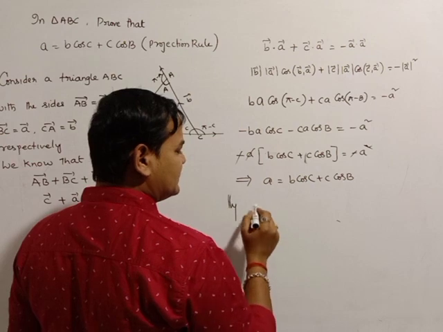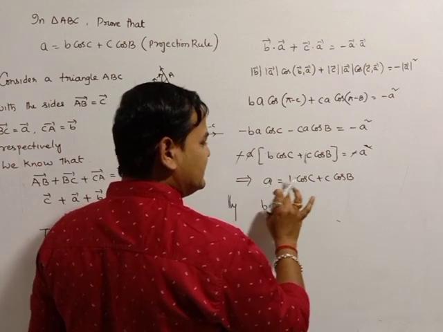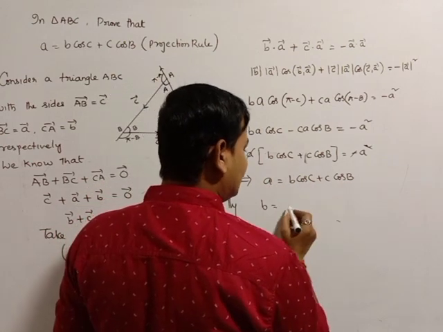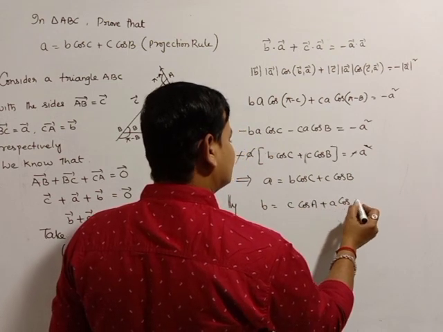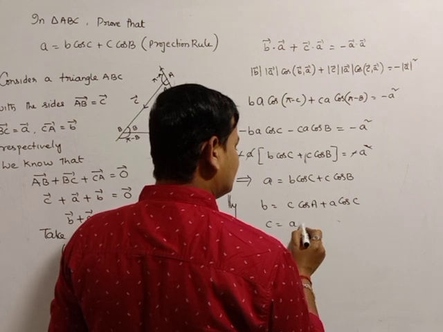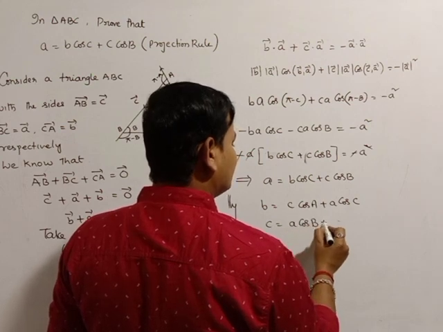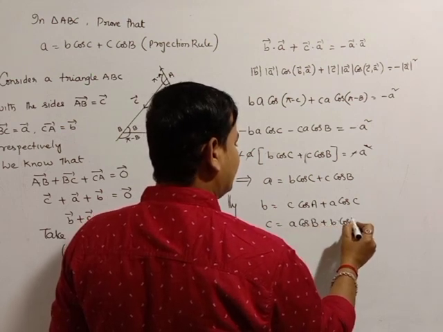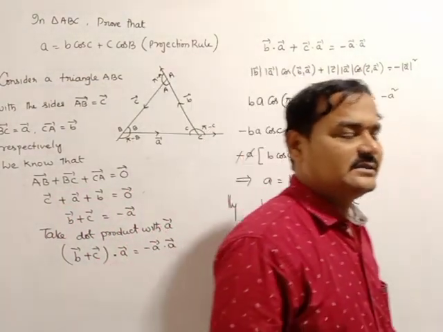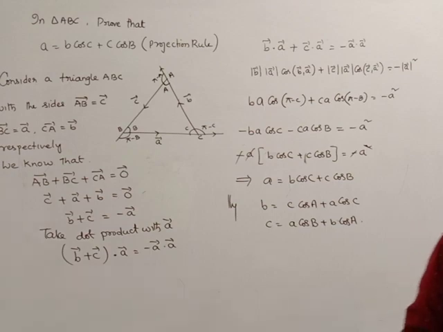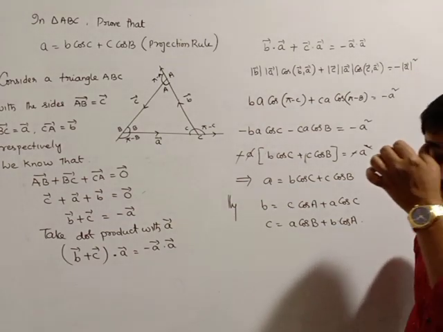Similarly we can prove the others. b is equal to the relation for CA: c cos A plus a cos C, and c is equal to a cos B plus b cos A. These three theorems are related to the projection rule. The first one is the cosine rule and the second one is the projection rule.